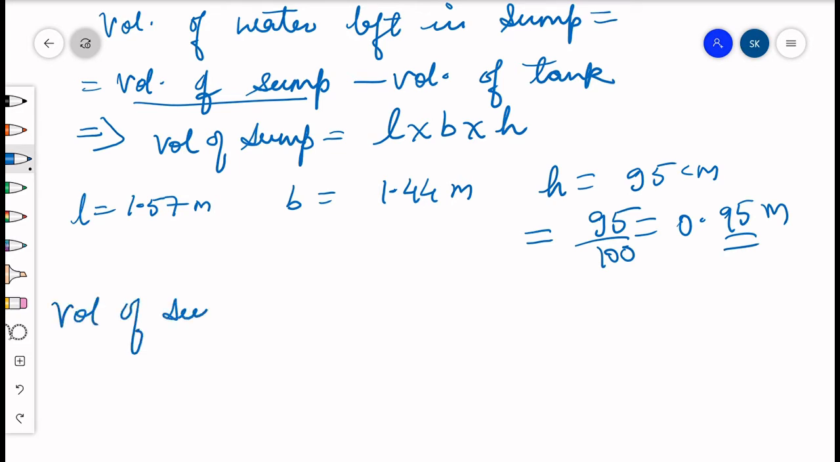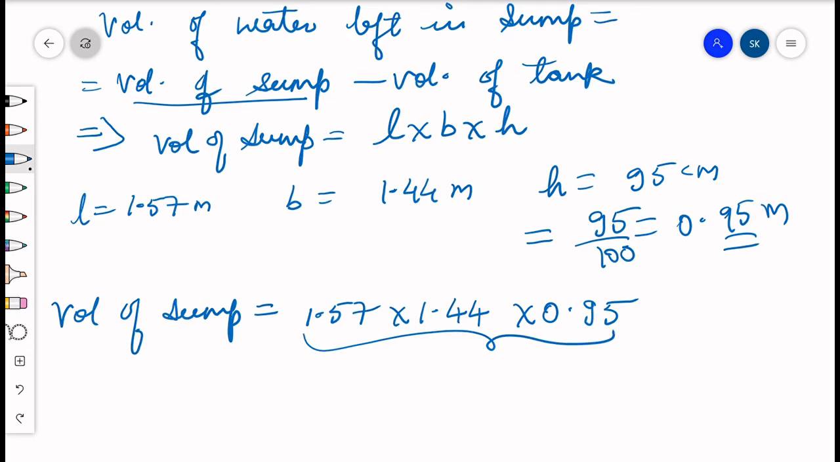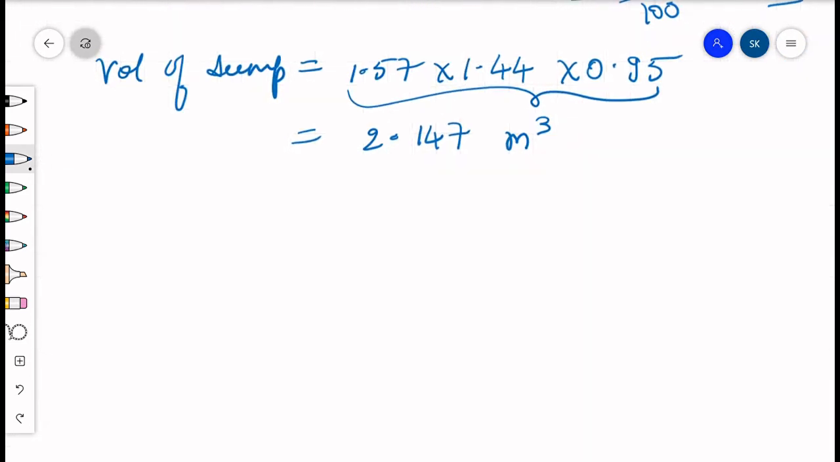So let's use this to find the volume of the sump. The volume of the sump is 1.57 into 1.44 into 0.95. Multiply all these and you'll get 2.147 meter cube. And now the next part is the volume of the cylindrical tank. So the volume of the tank, as it is a cylinder, is pi r square h.